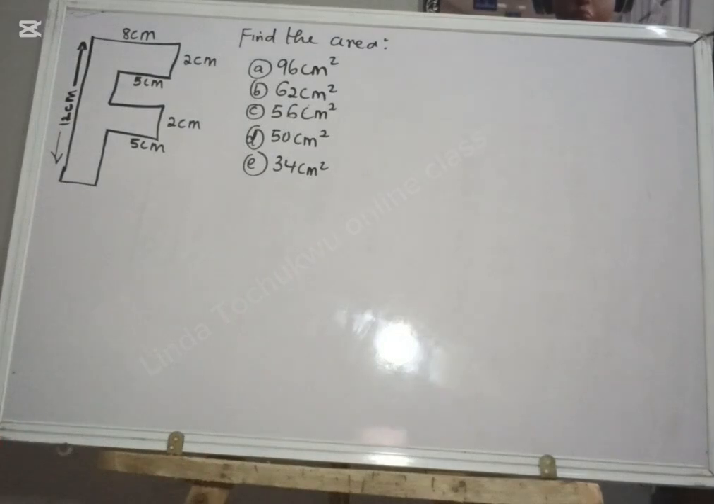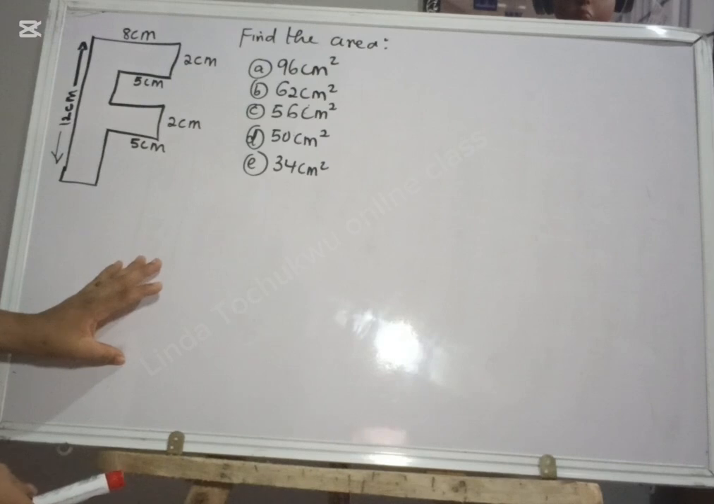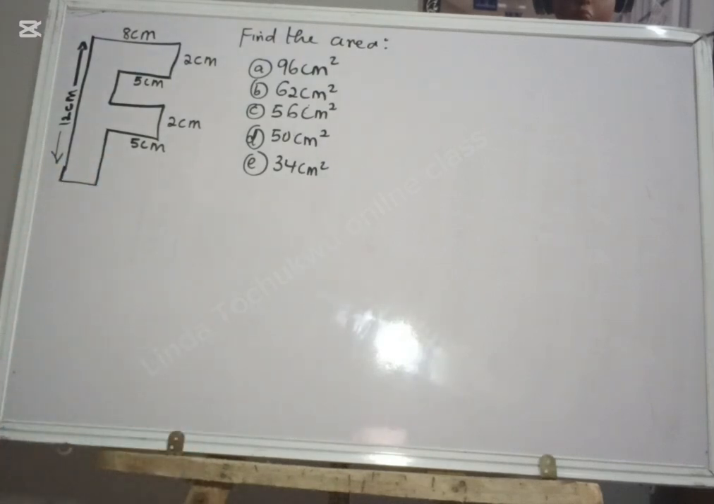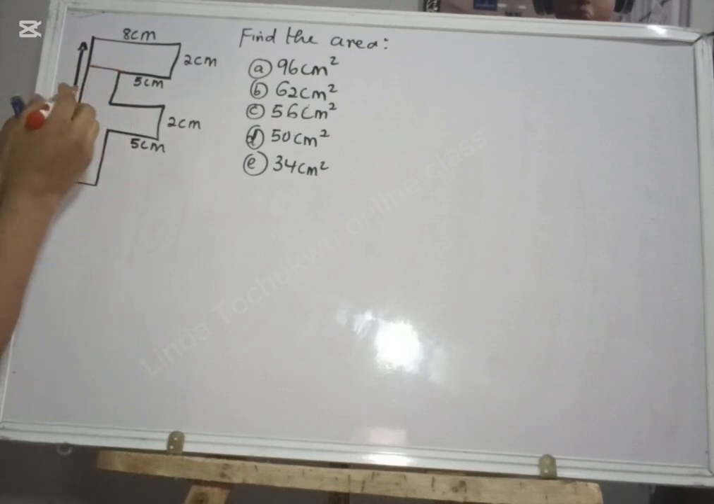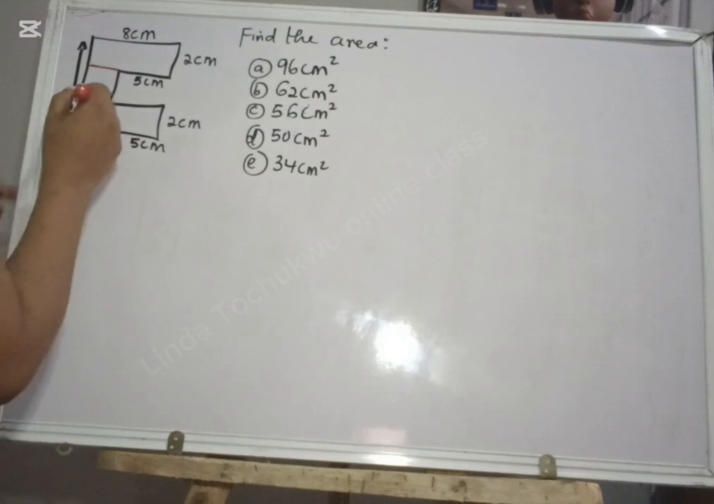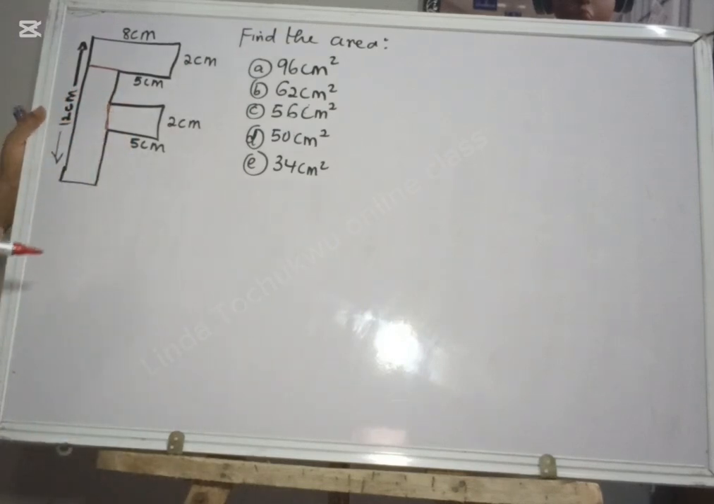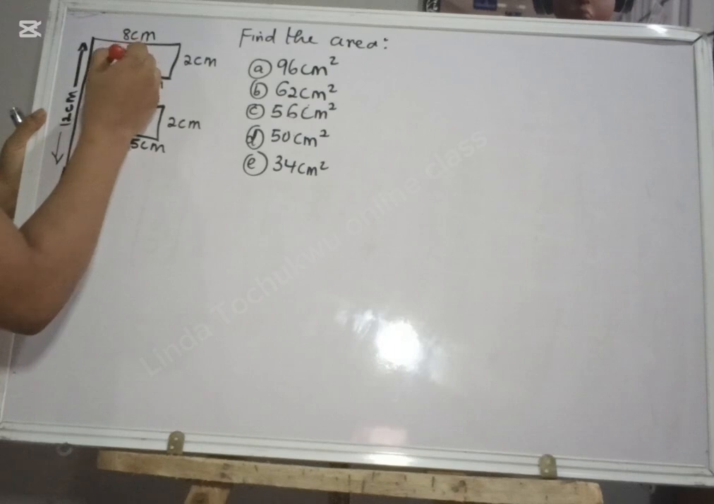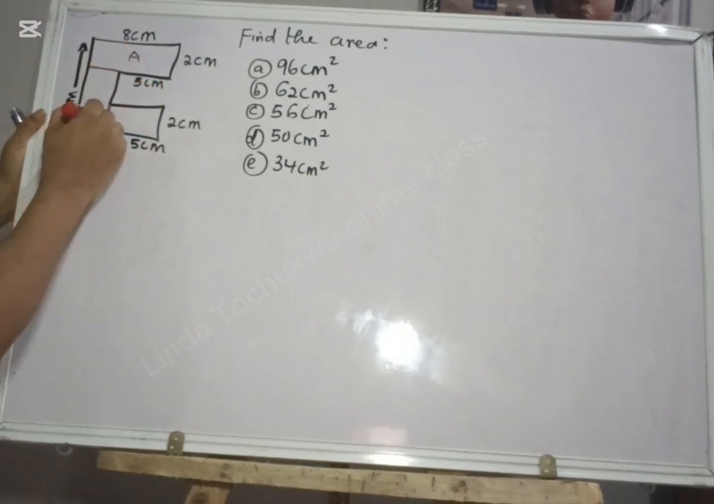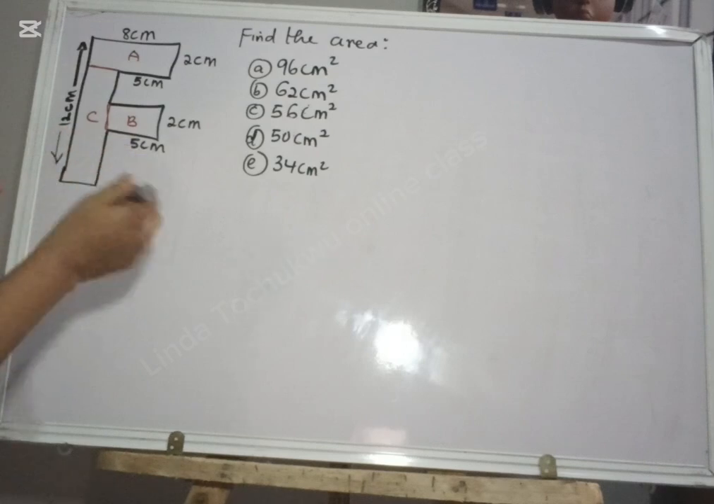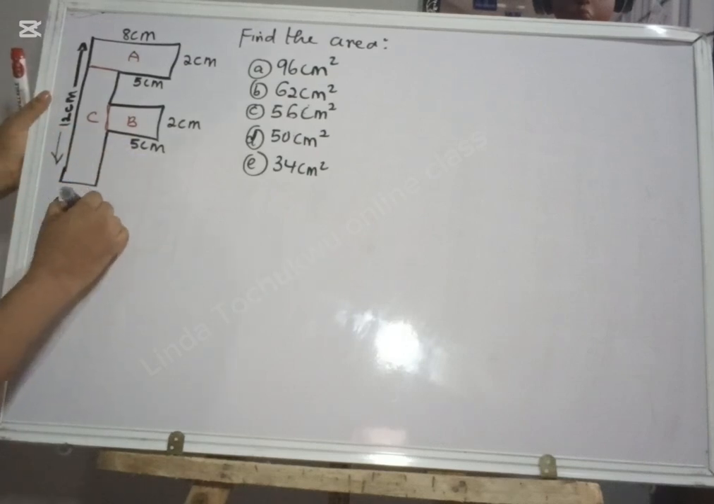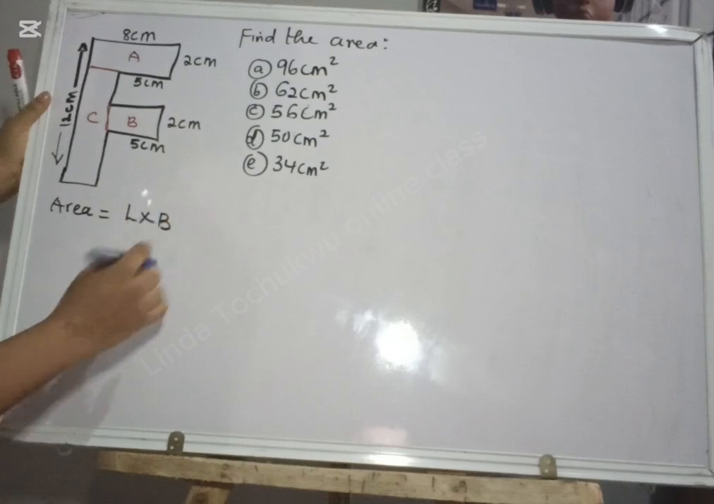So the first thing I'm going to do here is to divide this diagram, to partition it. So I'm going to partition here and I'm going to partition here. So I'm going to call here rectangle A, rectangle B, and rectangle C. Remember, the area of a rectangle is length times breadth.